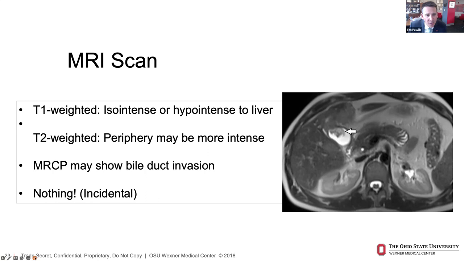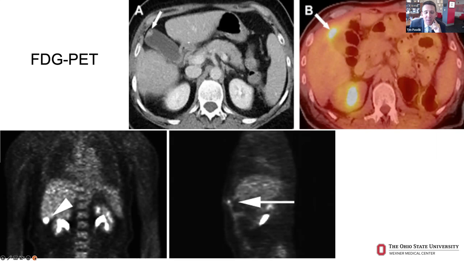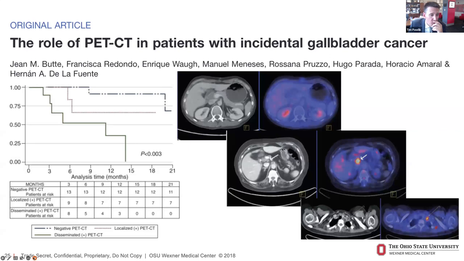PET can also be very helpful, as this is a very PET avid lesion. And in a certain subset of patients, it will help you identify other sites of disease. And some papers have even demonstrated that it can be very prognostically important to get a PET scan in the setting of an incidental gallbladder cancer, because if it is negative, patients are more likely not to have occult metastatic disease and to have a better long-term prognosis. And some studies have even suggested that a PET scan may change your management in up to 1 in 5 or 1 in 7 patients.